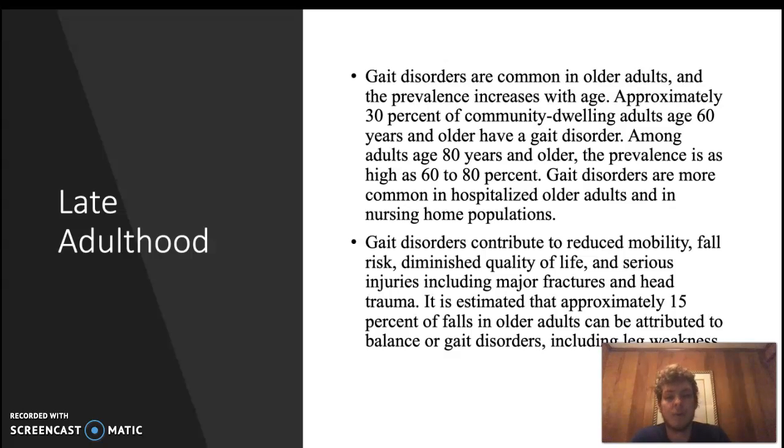It's estimated that approximately 15% of falls in older adults can be attributed to balance or gait disorders, including leg weakness. Weakness and strength is something, deterioration of muscle at a certain age. Lower testosterone levels, you're not able to produce the muscle or retain the muscle as easily. But this is common in older adults.